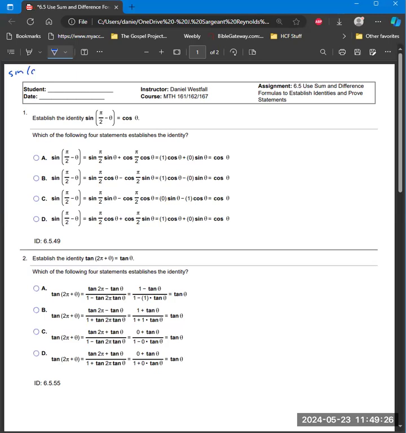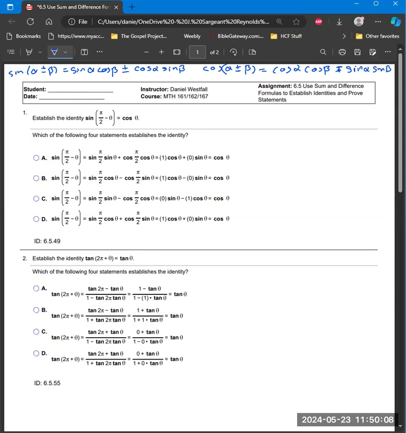So for sine, sine of alpha plus or minus beta is sine alpha cosine beta, and then this stays the same, plus or minus cosine alpha sine beta. Cosine of alpha plus or minus beta is going to be cosine alpha cosine beta. Now the sign switches here, so if it was plus, it becomes minus. If it was minus, it becomes plus. Sine alpha sine beta.